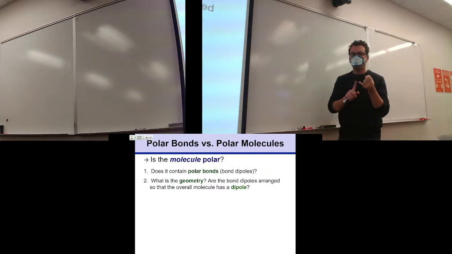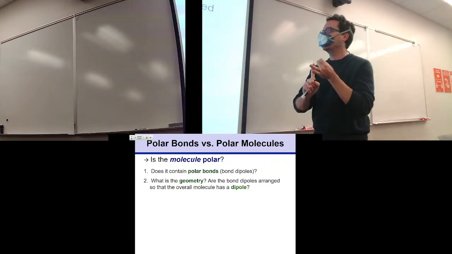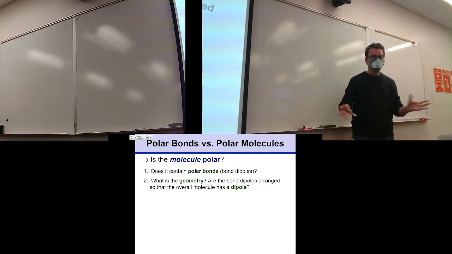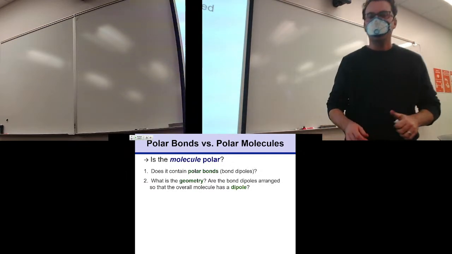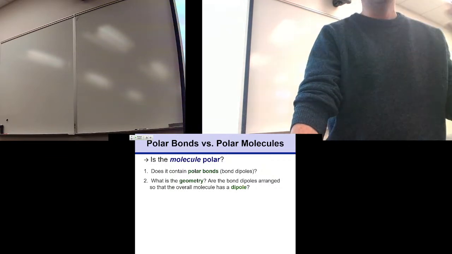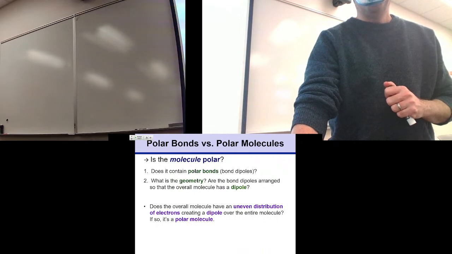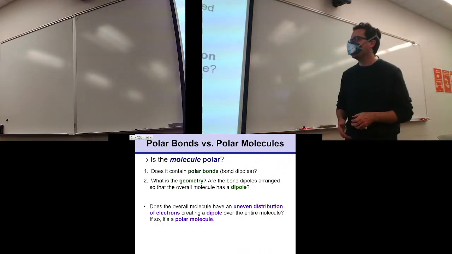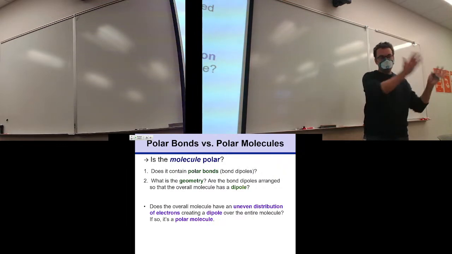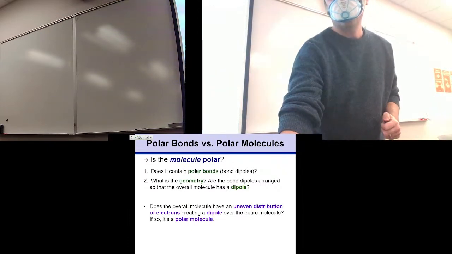You need to start with the Lewis structure, then from the Lewis structure determine the shape, the electron geometry, the molecular geometry, and only then can you look at the molecule itself and see if the polar bonds in that molecule make the molecule polar overall. So is there an even distribution of electrons? Is it nonpolar or is it uneven? Is there a slightly more positive side, slightly more negative side? If that's true, then it's polar.